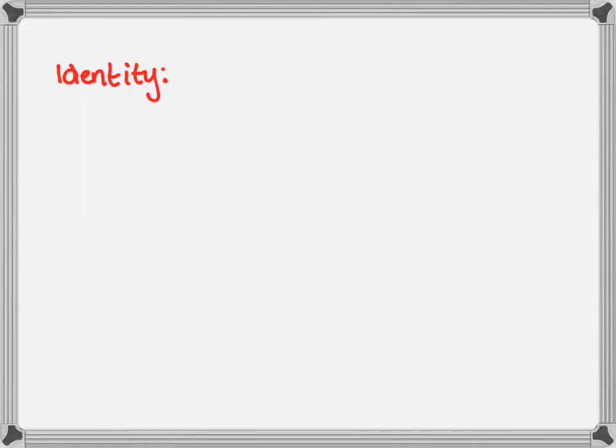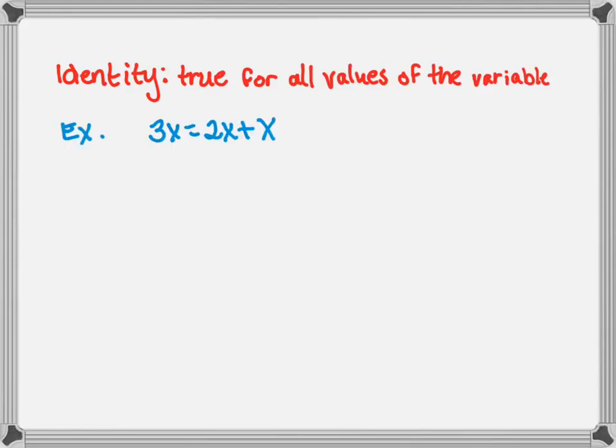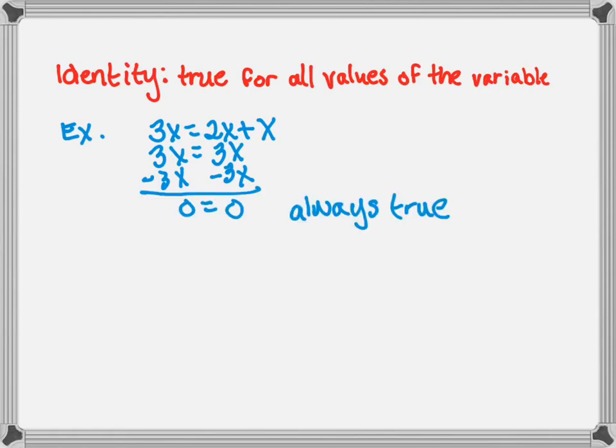An identity is true for all values of the variable. For example, 3x equals 2x plus x. If I combine terms on the right-hand side, I get 3x equals 3x. If I try to get all my x's together and subtract 3x from both sides, I get 0 equals 0. And this is always true, no matter what value we substitute in for x.